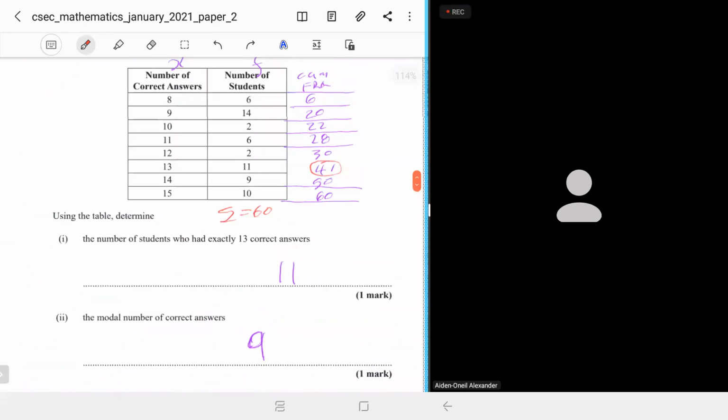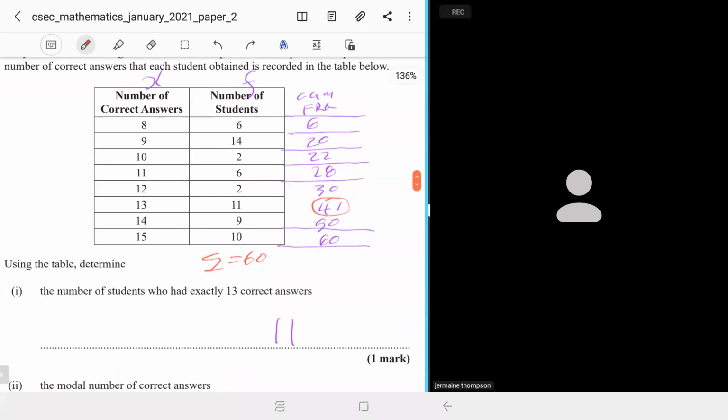Go back up. At least 12 includes which rows? The fifth one to the last one. Who are the students who get at least 12 marks? From the 12 marks to the 15 marks.